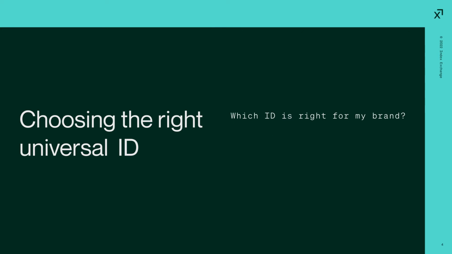As we navigate this transition, marketers have some big questions to answer, such as, which ID is right for my brand? How do I do remarketing? And will I need to use multiple IDs? How do we understand the differences between these IDs?